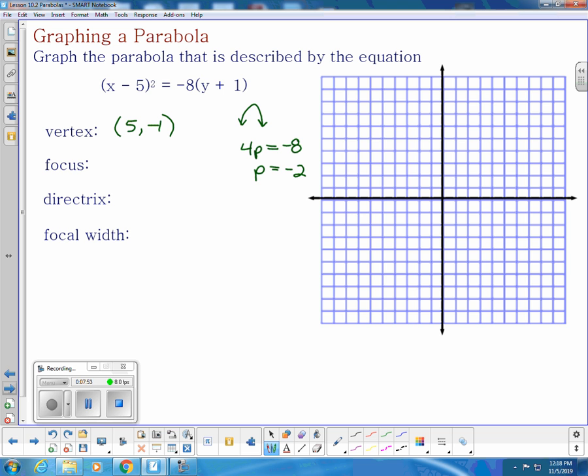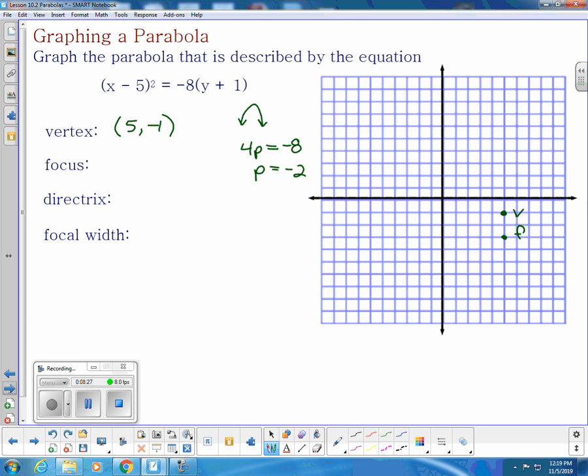Okay? So let's graph what we know. 1, 2, 3, 4, 5, down 1. We said it's opening down. So where's my focal point, above or below this vertex? If I'm opening down, where would the focal point be? Below. So we're going to move down 2, and that's my focal point. My p is negative, so you're moving down to get to the focal point, if you want to think of the negative as useful information.